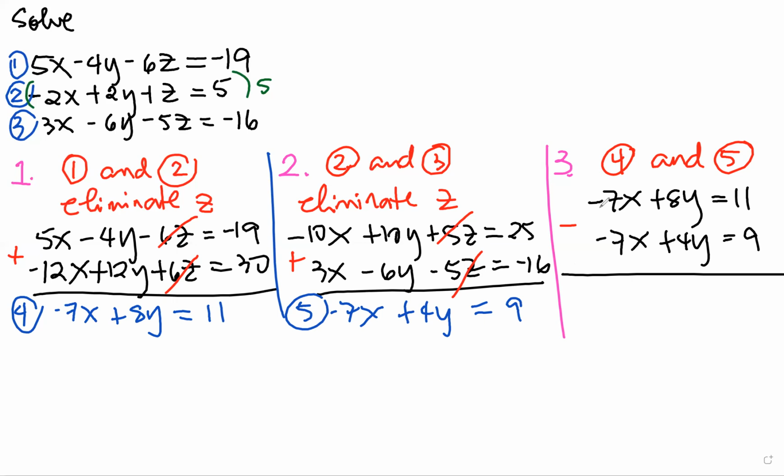Because negative 7x minus negative 7x, negative negative becomes positive, that is a 0. So 8y minus positive 4y is 4y. 11 minus 9 is 2. And just divide both sides by 4. y is equal to 1/2.